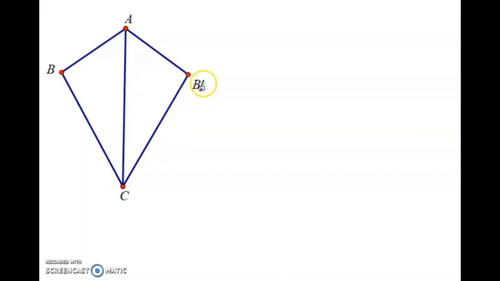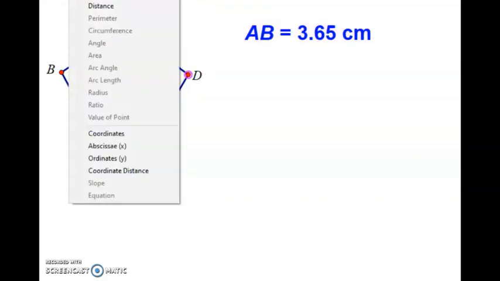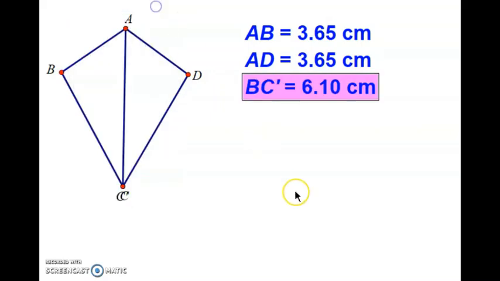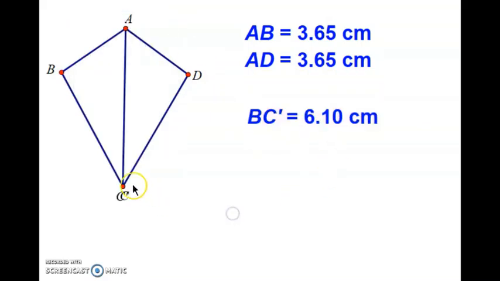That's B apostrophe, means one transformation. We can rename that point, point D. Then we can see that the distance, or segment AB, is congruent to segment AD. Segment BC is congruent to segment DC.